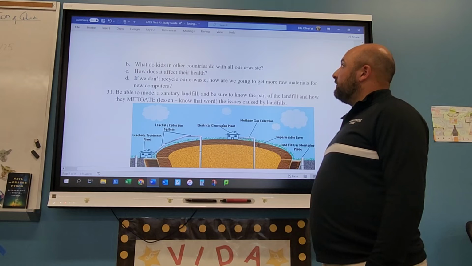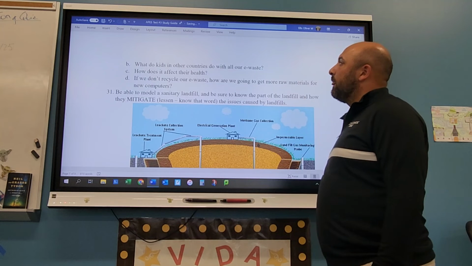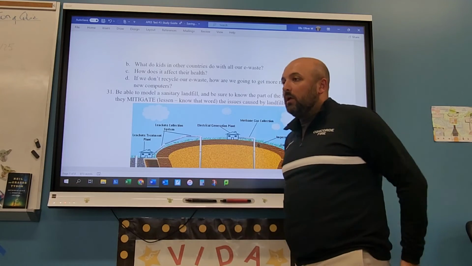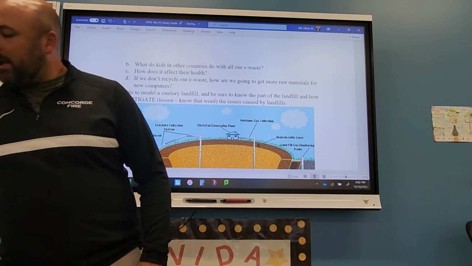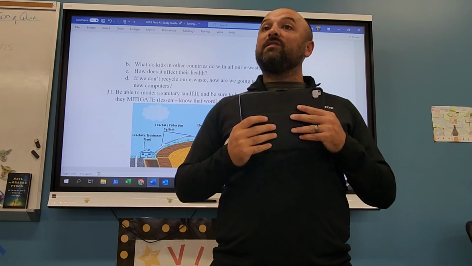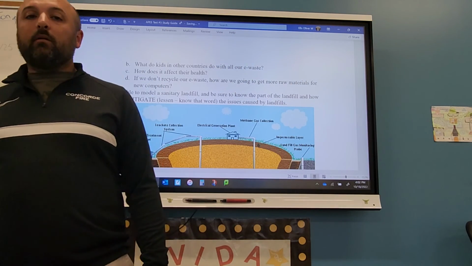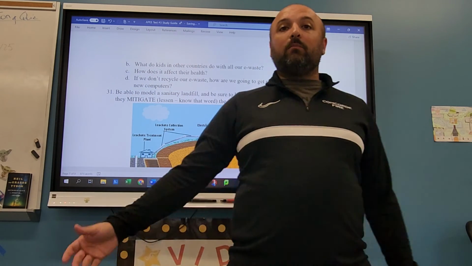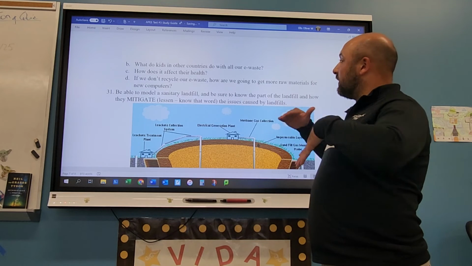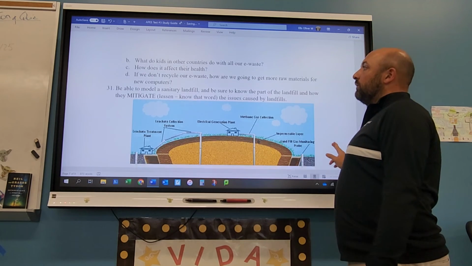What do kids in other countries do with all our e-waste? Well, they burn it, as we said, and it could cause respiratory issues, reproductive issues, mental issues, all those things. If we don't recycle our e-waste, how are we going to get more raw materials for new computers? So when my iPads are all done, if I don't send these to a recycling plant, these are going to get thrown into a landfill and stay there forever, which means that Apple is going to have to hire someone to go out into the woods somewhere and start up a mine and mine more of the minerals they need for that laptop or for that iPad. So if we don't recycle our e-waste, it's going to cause a problem because we're going to need more stuff. Okay, and more stuff causes more environmental problems.